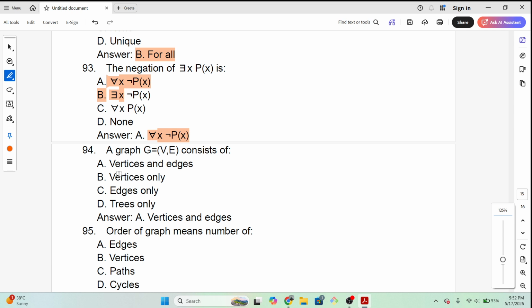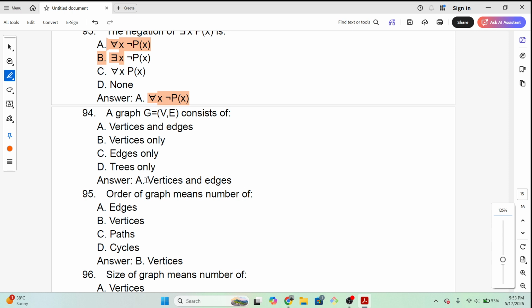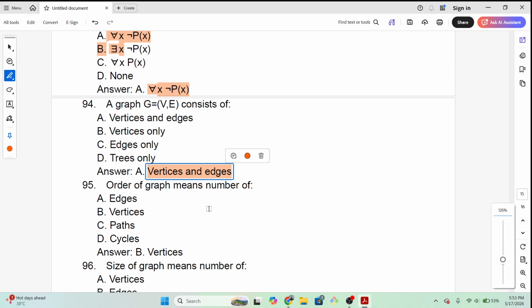Okay. So a graph G equals (V, E) consists of vertices and edges. Basically, a lot of people will ask you the definition, what exactly a graph is. So you have to tell the definition that a graph is a combination of vertices and edges. Okay. Let's go to the next question.